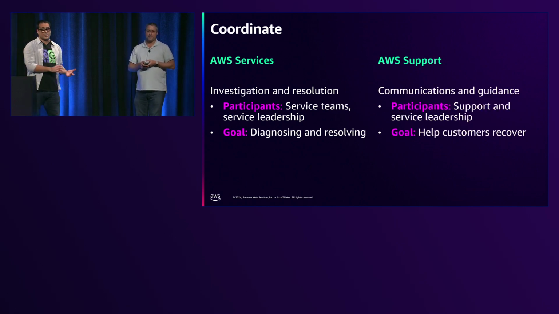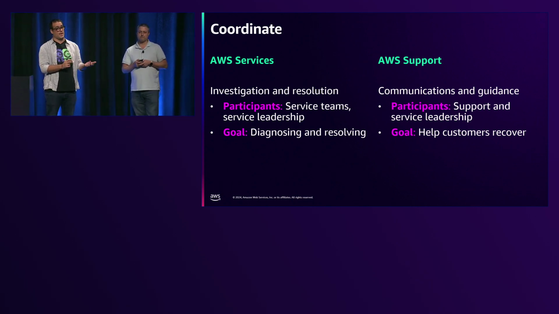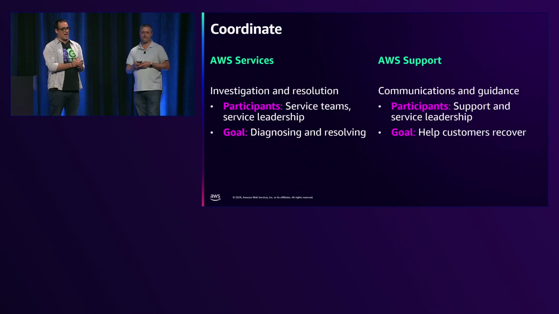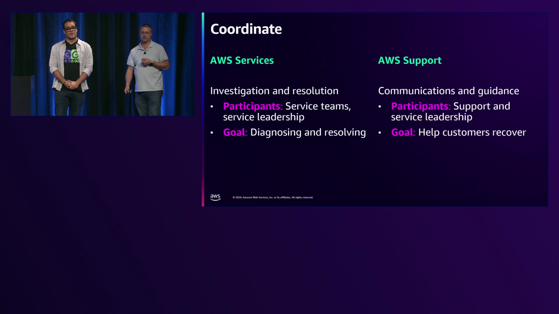And on the AWS support side, we start a similar call and engagement. This one is focused on communicating to customers and providing guidance for a solution. It's staffed by senior members of the support organization and service leadership. And it's got essentially one goal, helping customers recover faster. There are cases where customer action can get them out of the woods much earlier than we recover. And we want to help them with precise point-in-time guidance that is relevant to what they are doing and to the event that is going on.